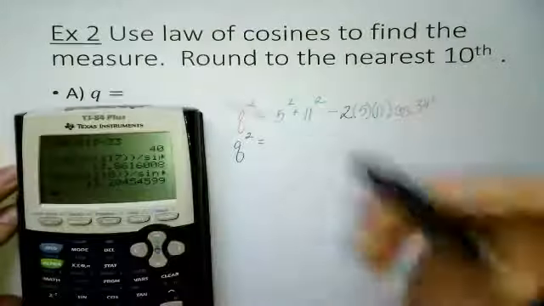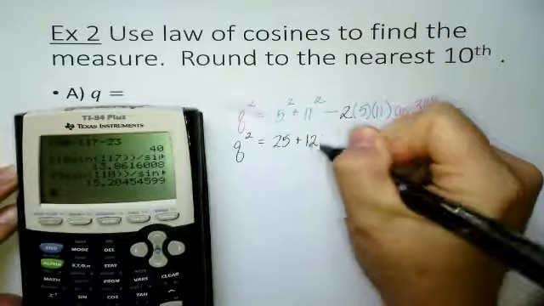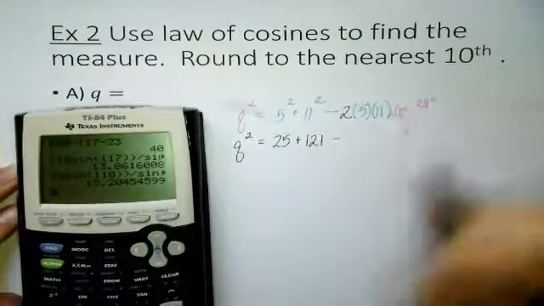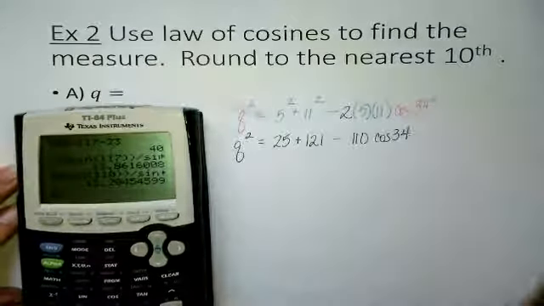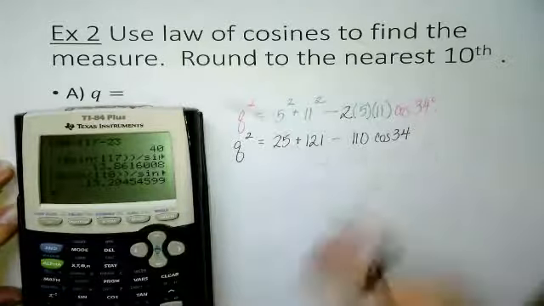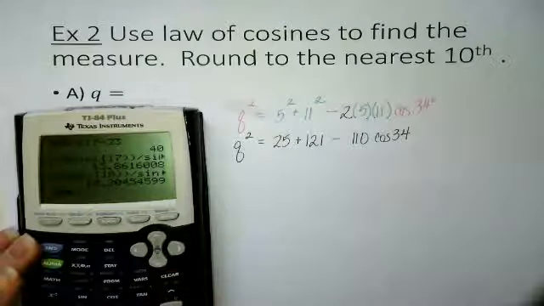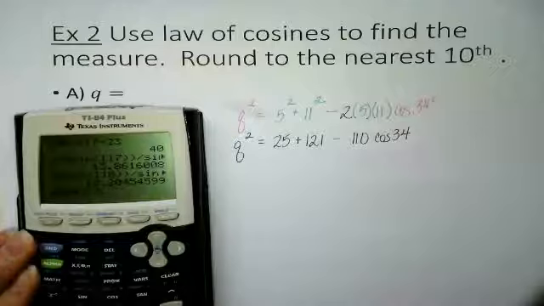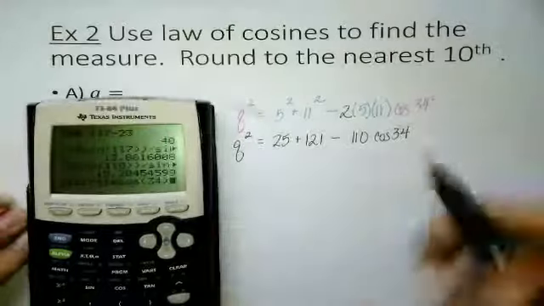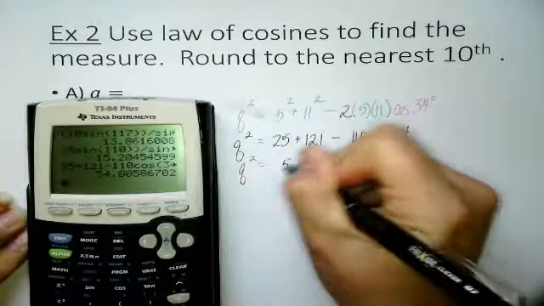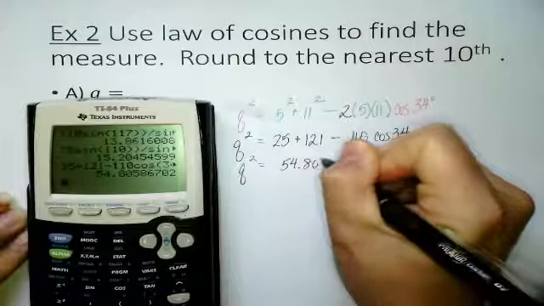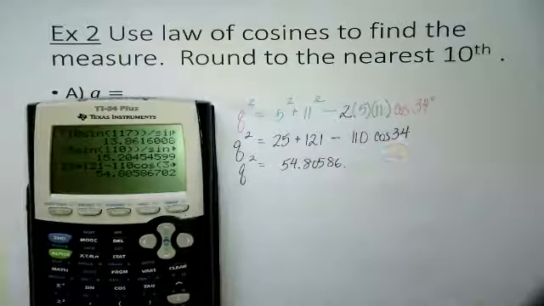So we have 5 squared is 25. 11 squared is 121. 10 times 11 is 110 times the cosine of 34 degrees. So I'm going to go ahead and put all of this in my calculator. 25 plus 121 minus 110 times the cosine of 34. Again, I'm in degrees because this is 34 degrees that they gave us. And so we have Q squared equals 54.80586, yada. Do not round. Do not round until you're done.